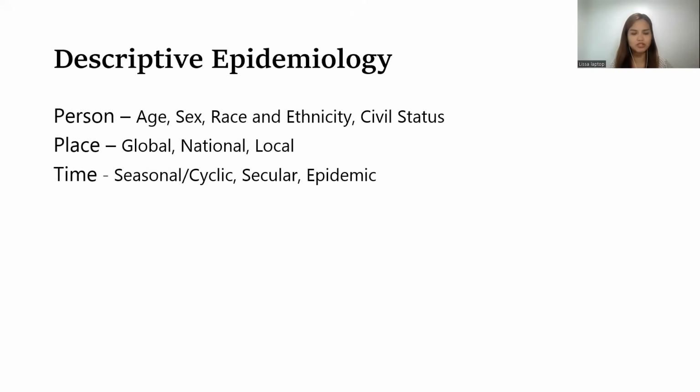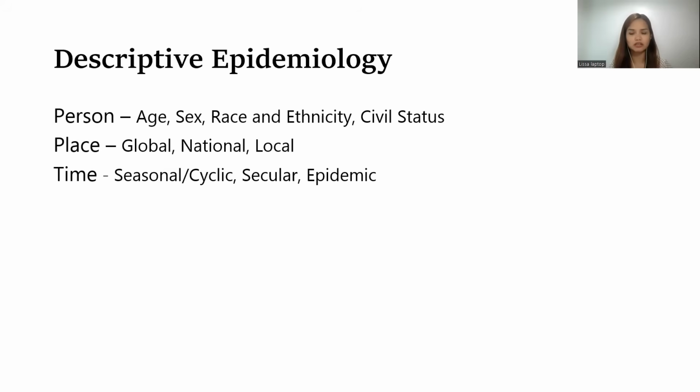So for person, you can describe the persons who get the disease in terms of age, sex, race and ethnicity, civil status, among so many other person factors. Then for place, you have global, national, and local. You can describe it at the province level, city, municipality level, barangay level, or even in smaller localities such as a specific water source in a barangay. For time, you can describe it as seasonal or cyclic, secular trends, or epidemics.